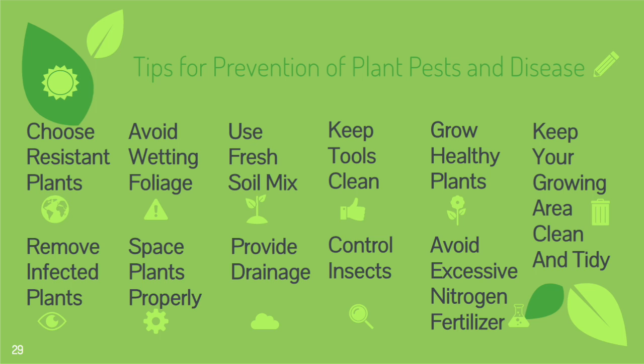Here are a few rapid-fire quick tips for prevention of plant pest and disease. Choose resistant plants. Remove infected plants. Space plants properly. Use fresh soil mix. Provide drainage. Keep tools clean. Control insects. Grow healthy plants. Avoid excessive nitrogen fertilizer. And finally, keep your growing area clean and tidy.